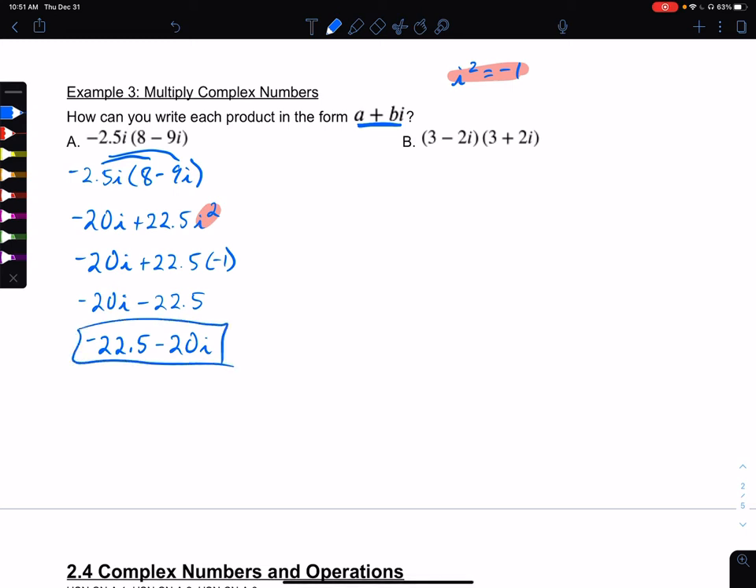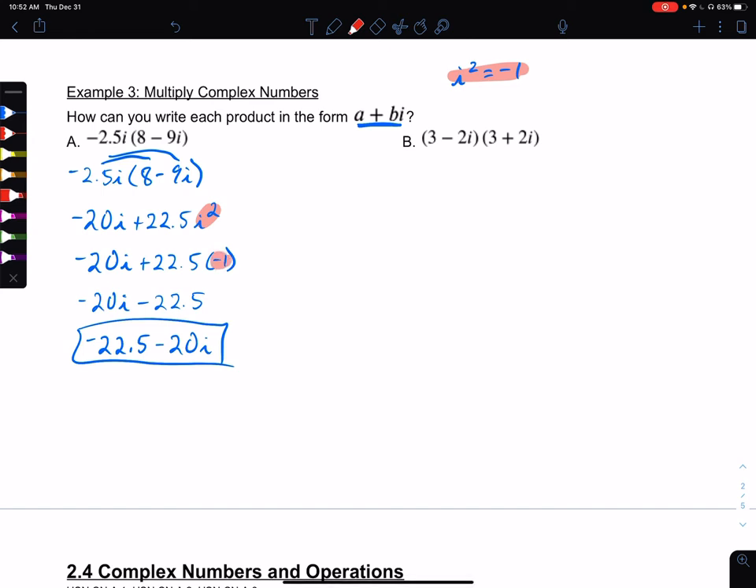This is pretty similar to things you've done in the past where you are distributing, you're multiplying variables. You can treat the i as if it was like an x or a y or any other variable. The only difference is that if you do wind up with an i squared, you need to change that to a -1. You need to simplify that.